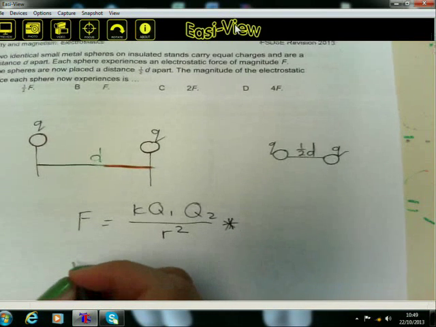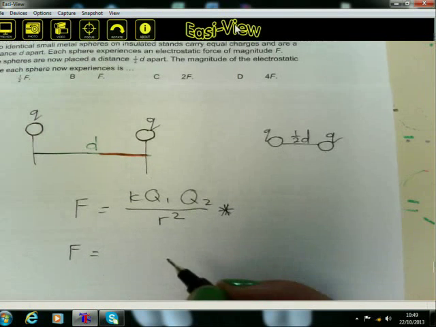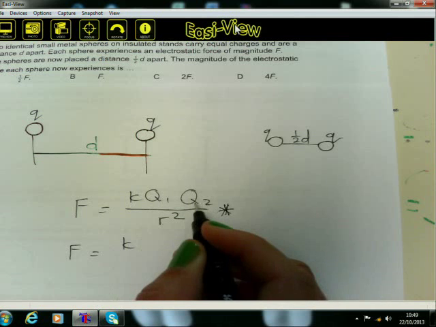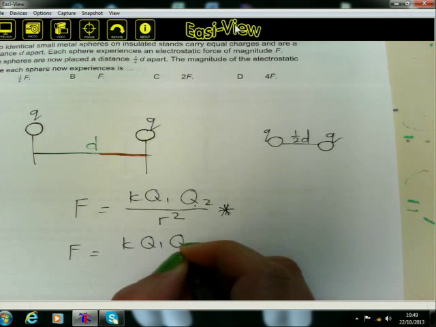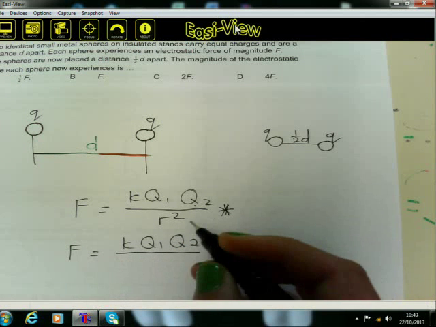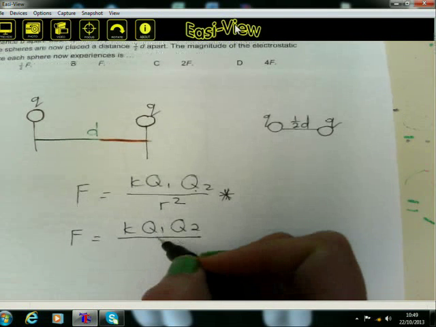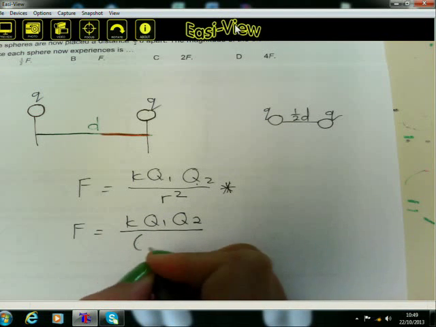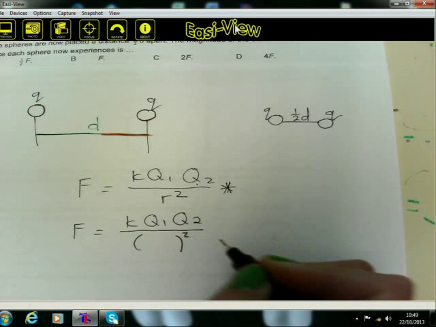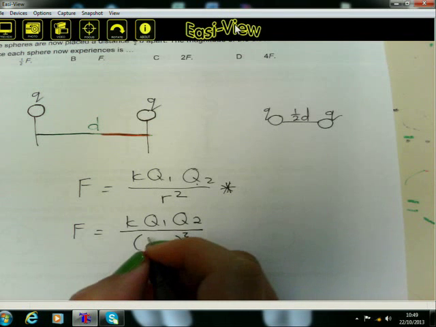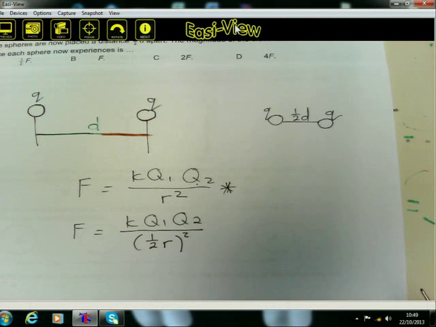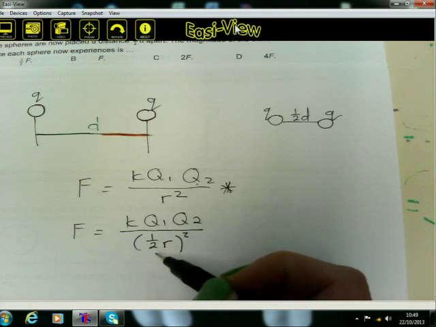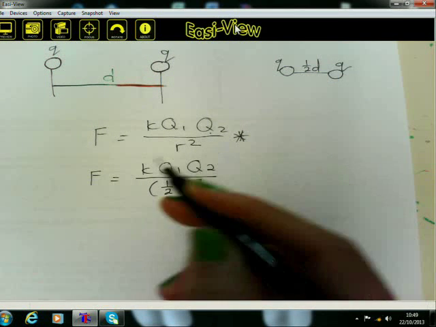So let's go and substitute. F equals, okay, Q1, Q2, still the same charge, so nothing's different there, but now the distance R has been halved. So see what happens when we put in a bracket, still with the square, half an R. We substitute into R. It's now half an R. What happens when we simplify this?